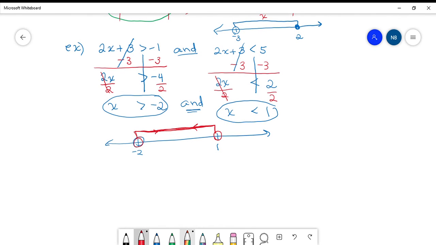To write that answer as a three-part inequality, you would put the -2 first, then a less than, then the x, then a less than, and then the 1. Now notice, this inequality that I'm pointing at right here is pointing at the -2, and so is this one. This inequality is pointing at the x, and so is this one. So there's my answer. That's the best way to write it right there.